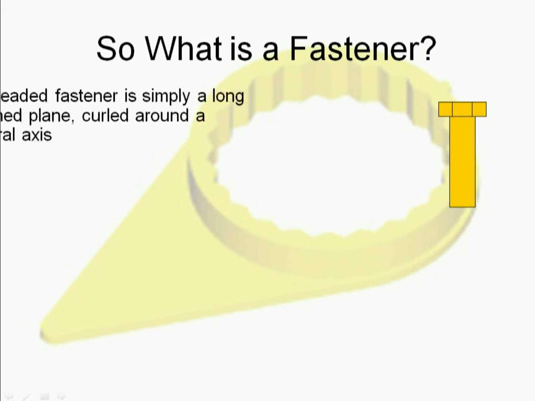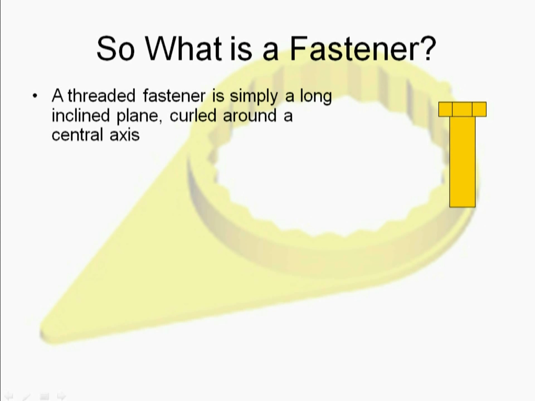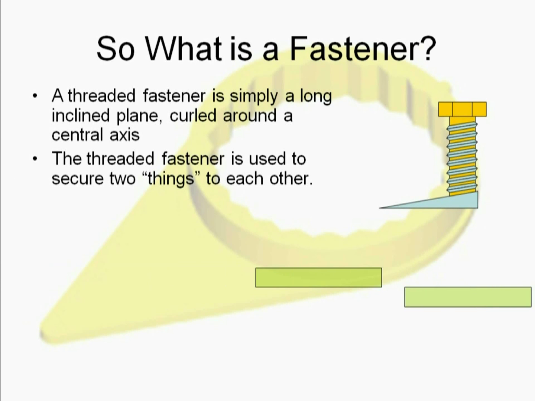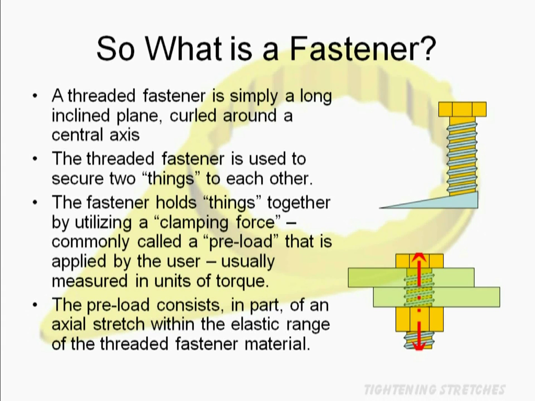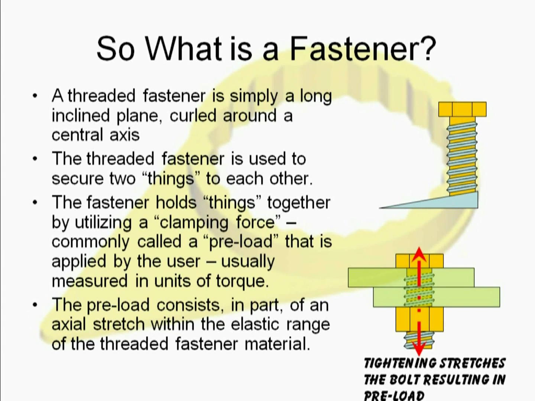So what exactly is a fastener? Well, a threaded fastener is simply a long inclined plane that's curled around a central axis. The threaded fastener is used to secure two things to each other. The fastener holds these things together by utilizing a clamping force, which is commonly called a preload, that's applied by the user, and it's usually measured in units of torque. The preload consists, at least in part, of an axial stretch within the elastic range of the threaded fastener material.